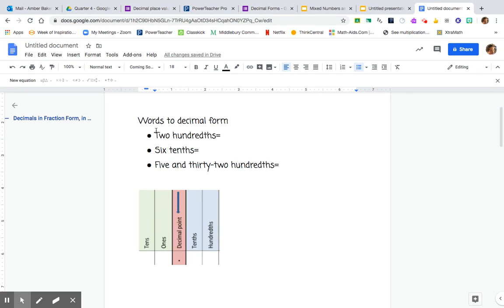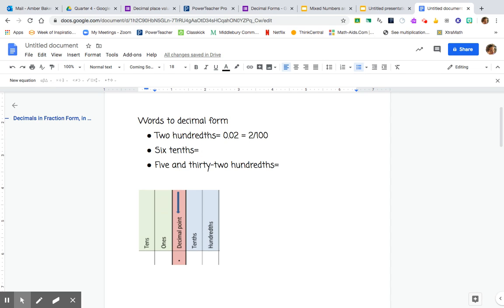Okay, so up here I have the word 2 hundredths. I'm going to write that in decimal form. So I said the number 2, and then I said hundredths. So I knew down here that the 2 is going to go under the hundredths place value, and I'm not going to have anything under the tenths. So I'm going to write that as 0.02. So 2 hundredths because the 2 is in the hundredths place. To write that as a fraction, just write it like you say it, 2/100.